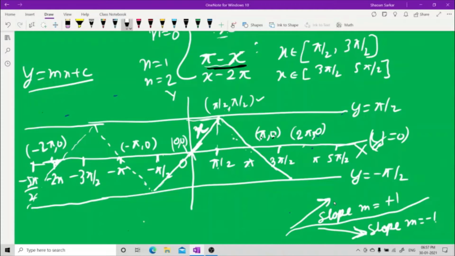This point is 2π. Wait a minute, let me rub this point also. This is 2π, I was writing. Sorry, again by mistake I rubbed this line. Wait a minute. This point is 2π exactly, and this coordinate is (2π, 0).